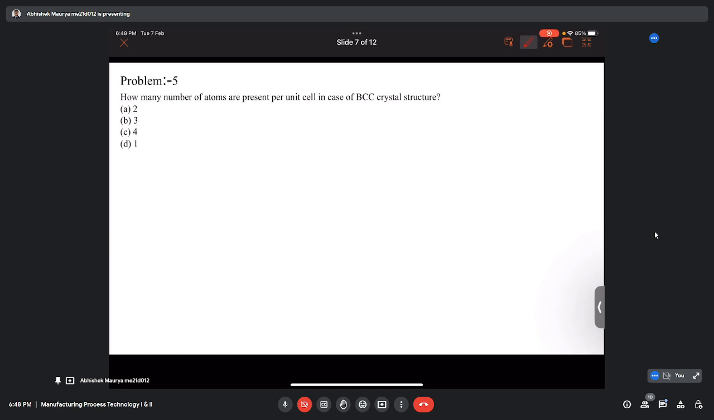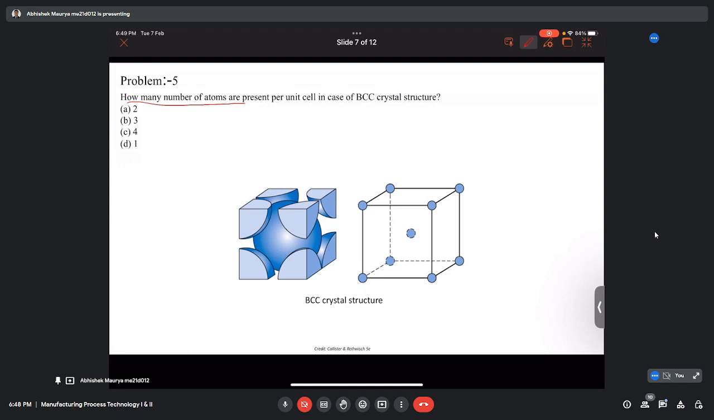Okay, let's start discussing the solution of this question. It has been asked, how many atoms are present per unit cell in case of BCC crystal structure, or body centered cubic crystal structure. If you recall the shape of BCC structure, it will look something like this. So this is the unit cell which has been shown in the diagram.